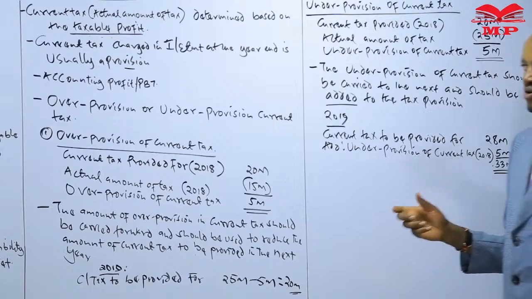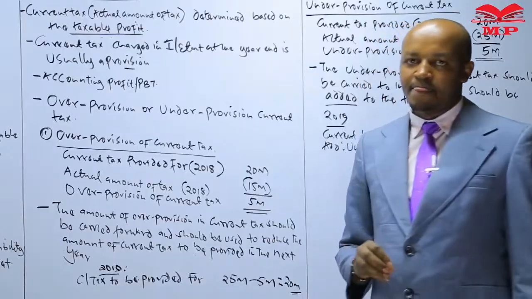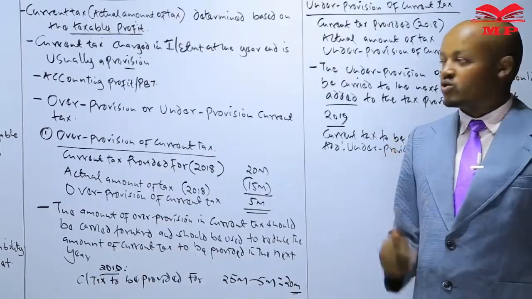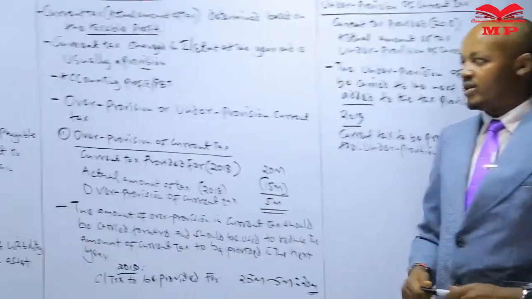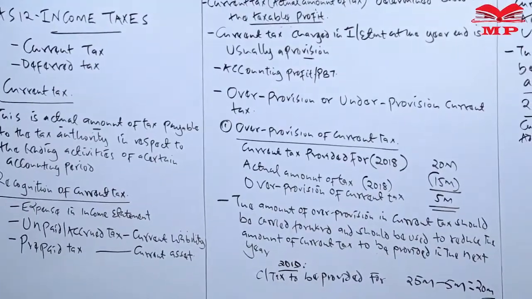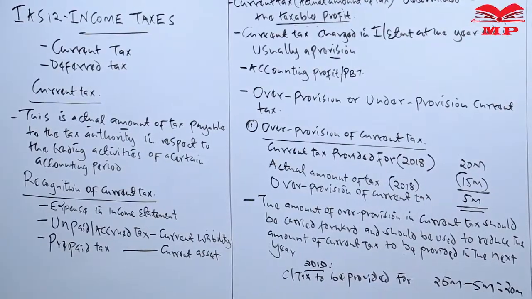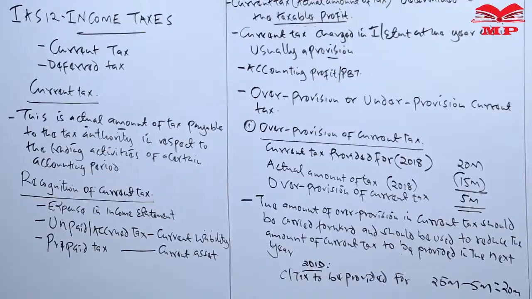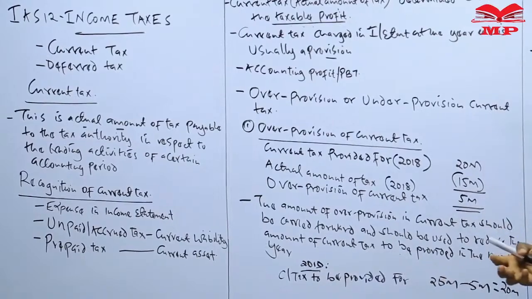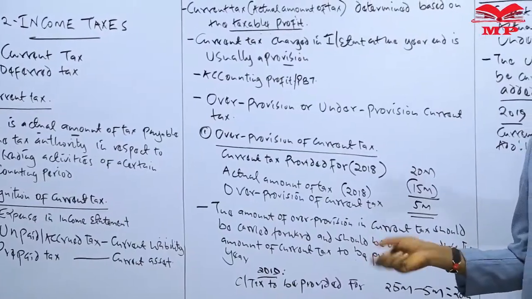So as far as current tax is concerned, those are the various issues which are very, very important. Current tax, we have said, is the actual amount of tax which is supposed to be paid to the tax authority in a given accounting period. To a reporting entity, it is an expense in the income statement. Second, if there is an unpaid tax, then to the company that is a current liability. If we have a prepaid tax, then that is a current asset.